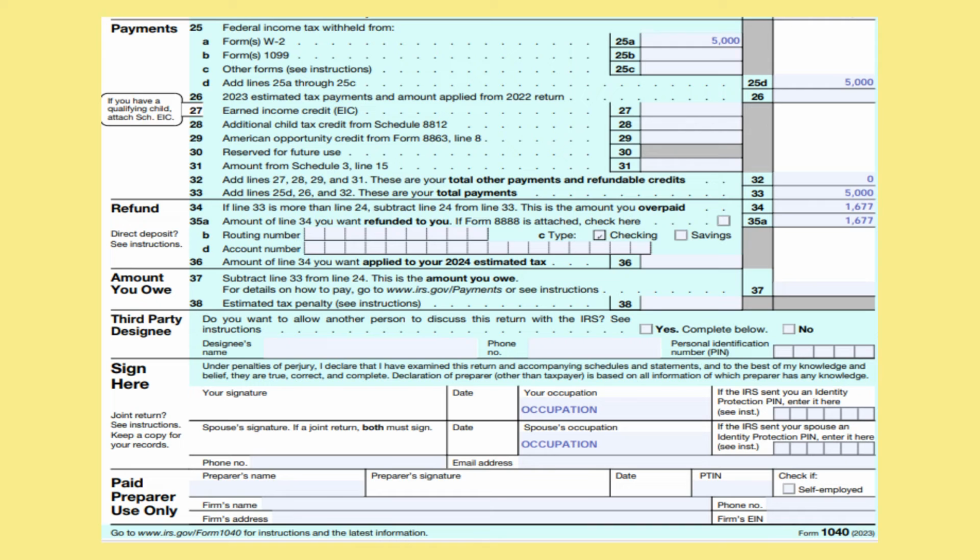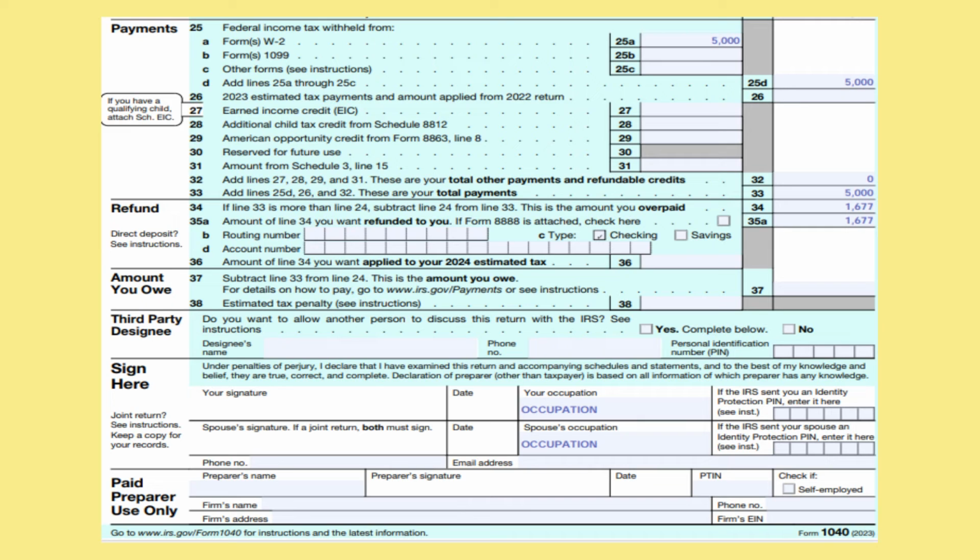On line 27, put the earned income credit. In our example, our income is too high. The earned income credit is for low-income taxpayers who can receive a credit for more than the amount that they actually paid in tax. In the situation I have presented here, married filing jointly with one child, the maximum amount of adjusted gross income that you could have in 2023 and still receive the earned income credit is $53,120.